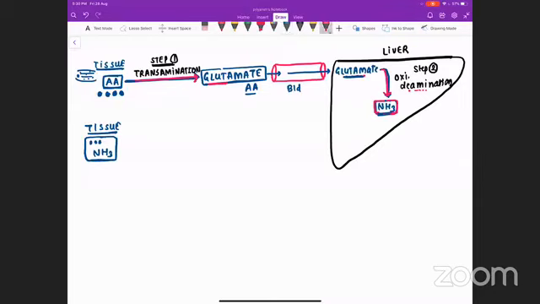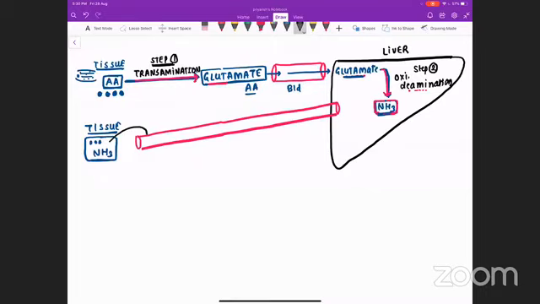Now what we need to do is transport this ammonia all the way from the tissue to the liver, because the conversion of ammonia to urea can occur only in the liver. So how are we going to transport this? Because it is free ammonia, we cannot transport it directly, because if this ammonia comes into the blood, it can reach the brain and lead to encephalopathy. So we use special transporters.